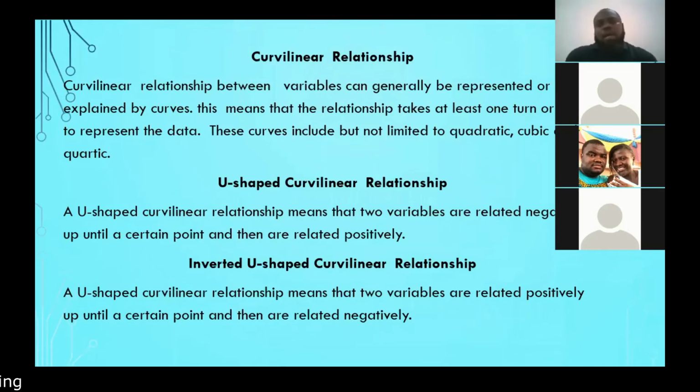And we have another titled the inverted U-shaped curvilinear relationship. An inverted U-shaped curvilinear relationship means that the two variables are related positively up until a certain point and then are related negatively. At first, an increase in one means an increase in the other. To a certain point, when it will turn to an increase in one resulting in a decrease in the other. Such a relationship is said to be an inverted U-shaped curvilinear relationship.